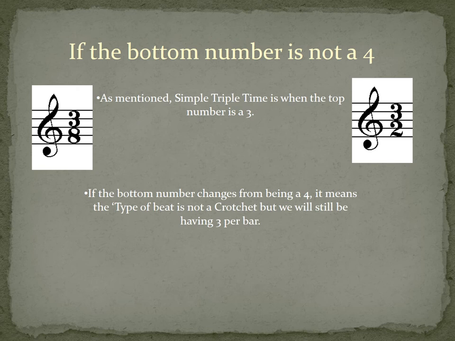Now, of course, exactly the same as what we did in quadruple time, the bottom number can change and not be a number 4. So again, we mentioned that the top number is the important one, indicating 3 beats to the bar, or simple triple, indicating that the number is a 3 as the top number. But if the bottom number changes from being a 4, it means that the type of beat is not a crotchet. But we will still be having 3 of these per bar.